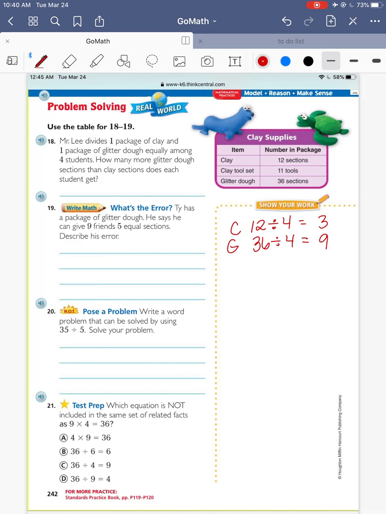Then, that's only the first part. So now we know how much of each kind one person gets. Then we need to know how many more glitter dough sections. So how many more tells us we're going to subtract because we need to find the difference between the 2. So you got to pick the bigger number. 9 is bigger. Minus 3. And 9 minus 3 is 6. So they're going to get 6 more glitter dough. So that was number 18. I'm going to draw a line so that I separate my work.